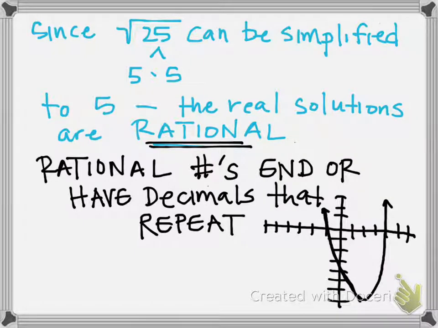But here's one more part. Since 25 can be simplified to plain old 5, the real solutions are rational. Rational numbers end or have decimals that repeat. So what this picture will look like is that it will cross at whole numbers. The graph, see these places right here? It will cross at whole numbers. In this case, it's -1 and 4.